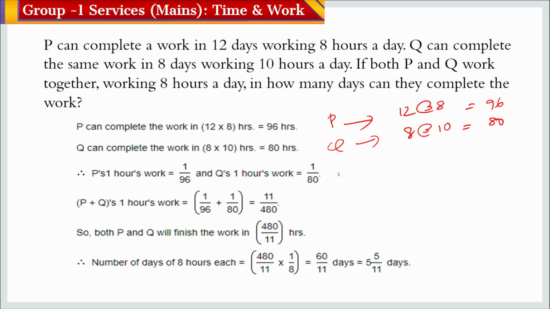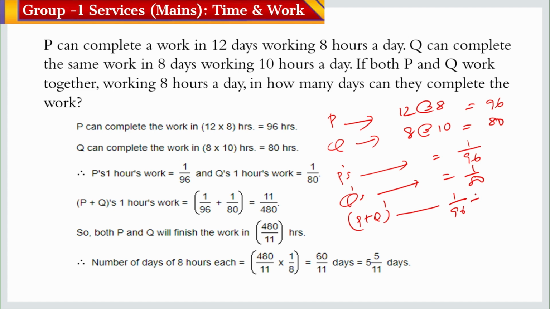So, P's work in 1 hour is 1 by 96, Q's work in 1 hour is 1 by 80. Okay. If both P and Q work together for 8 hours, that is P plus Q, so 1 hour work means 1 by 96 plus 1 by 80. So, LCM is 480, 96 is 5.